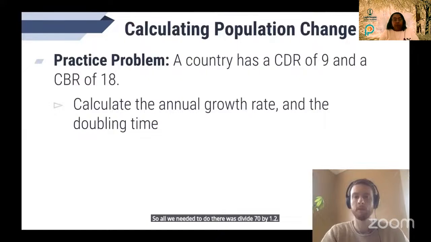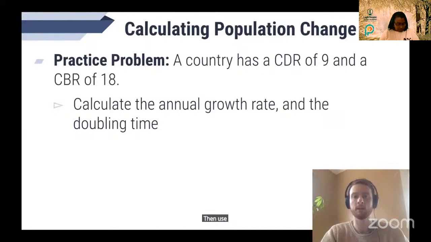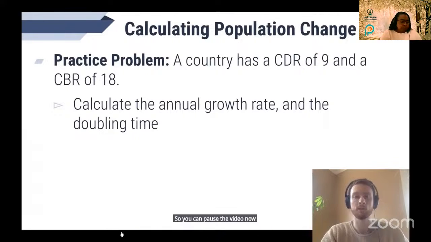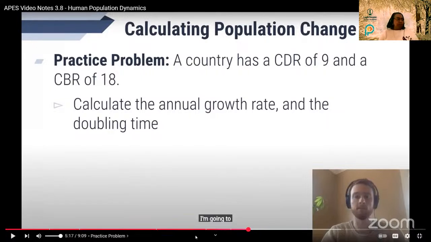So here's a practice problem that involves both growth rate and doubling time. See if you can calculate the growth rate for a country with a CDR of 9 and a CBR of 18. Then use that population growth rate to figure out how long it would take this population to double. So you can pause the video now, work this out, and then when you unpause, the answer will be on the screen. All right, I'm going to pause it and let you practice. So practice and see what you get.